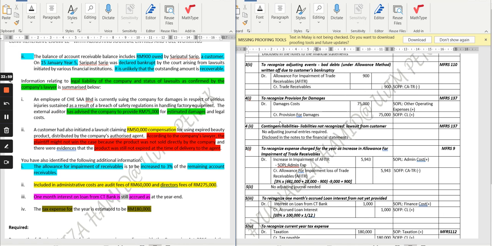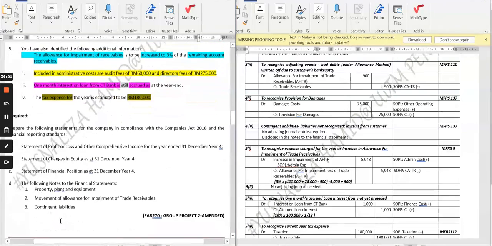So therefore, that is going to be just a contingent liability that is not recognized. The lawsuit won't be recognized in terms of the accounting treatment. It is just no adjusting entries needed. You just need to disclose in the notes to the accounts stating the nature of the event and the estimate of the financial effect, that we will be doing later in D3 here.